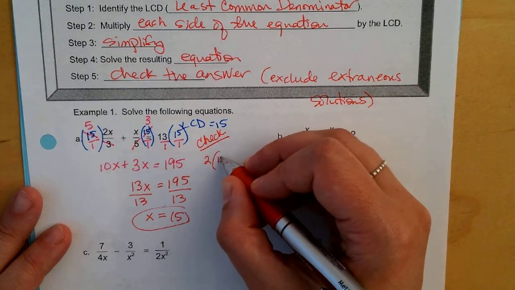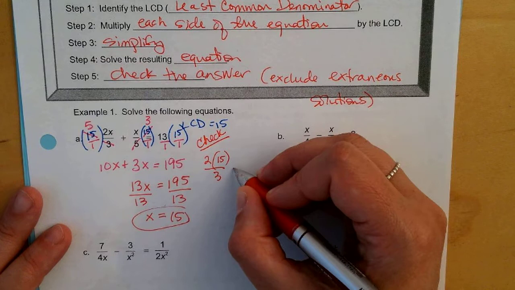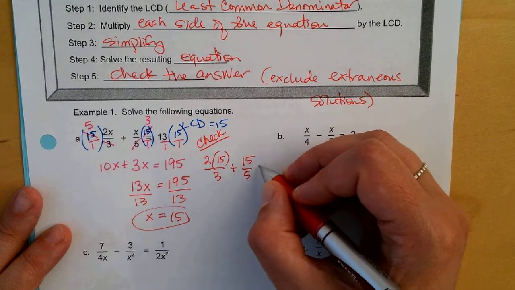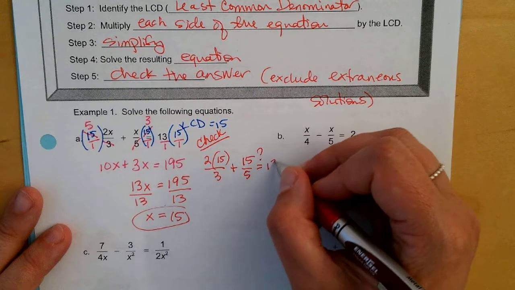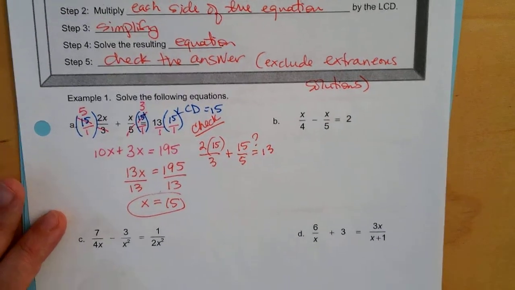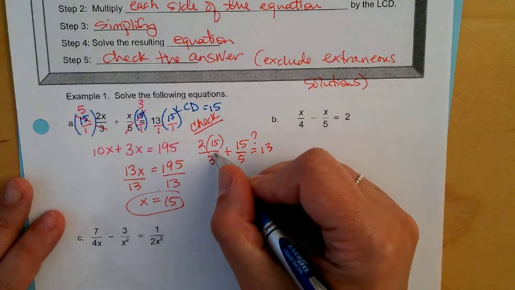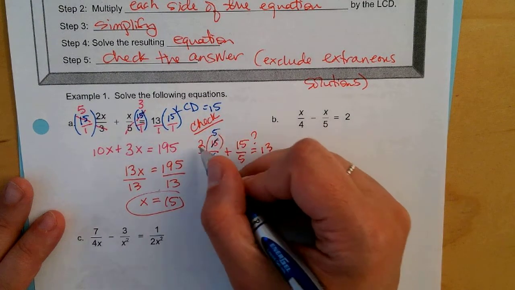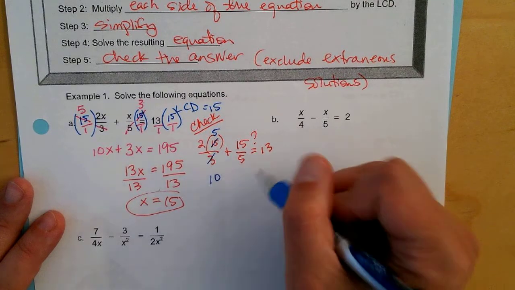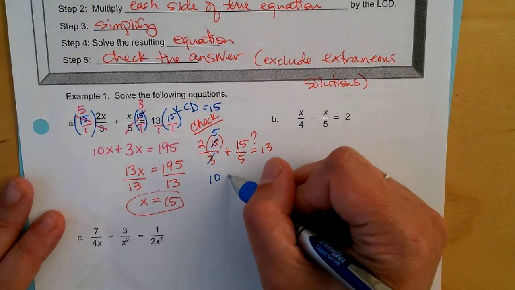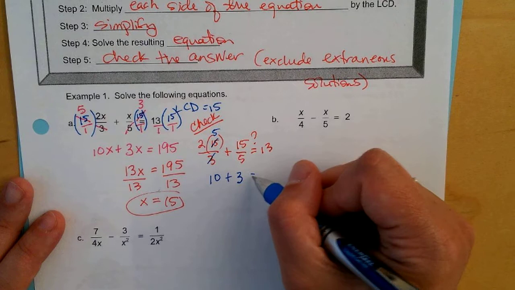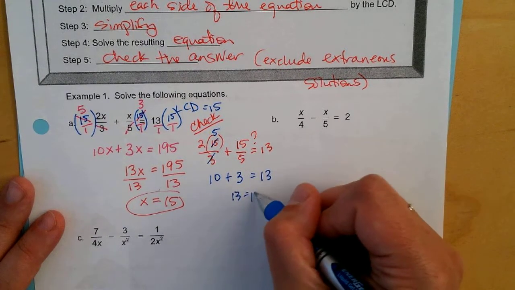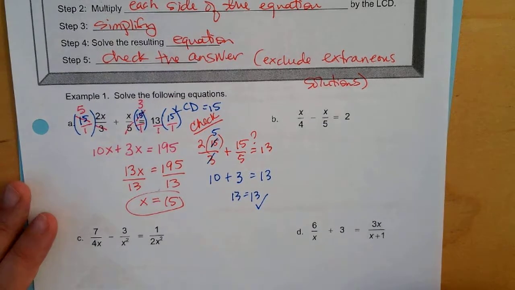2 times 15 divided by 3 plus 15 divided by 5, is it equal to 13? Well, let's check and see if it is. So here we get 3 into 15 is 5. 2 times 5 is 10. What's 5 into 15? Is that equal to 13? Yes, 13 equals 13. It checked out.